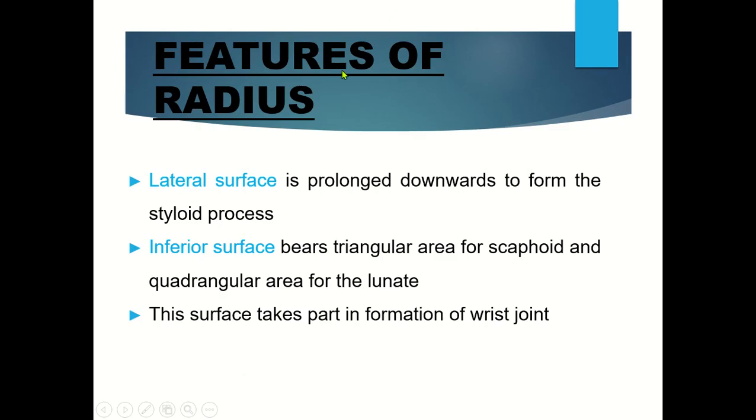So the features of radius is that lateral surface is prolonged downward to form styloid process. The inferior surface bears triangular area for scaphoid and quadrangular area for the lunate. This surface takes part in the formation of wrist joint.